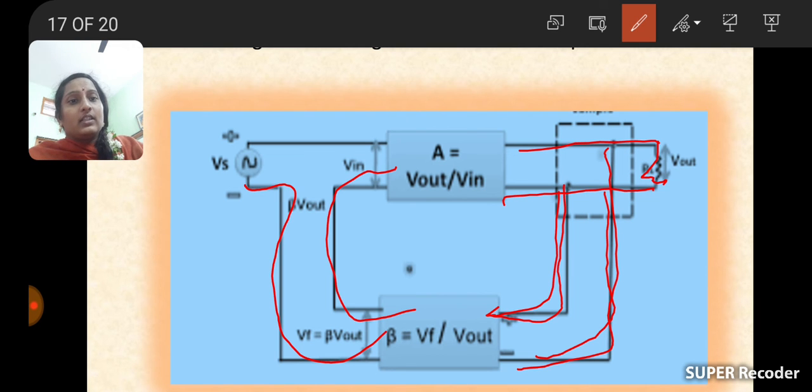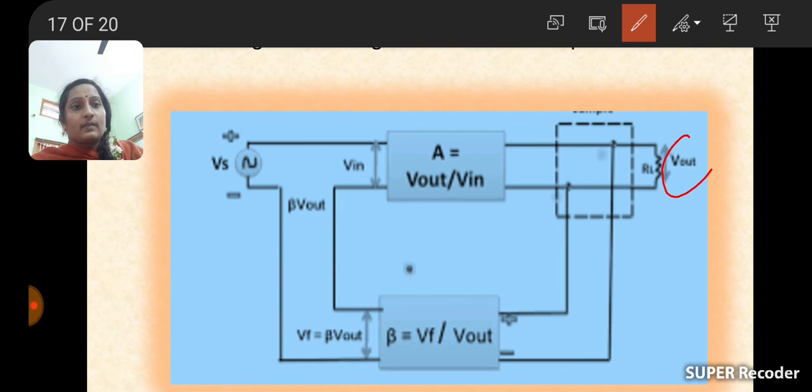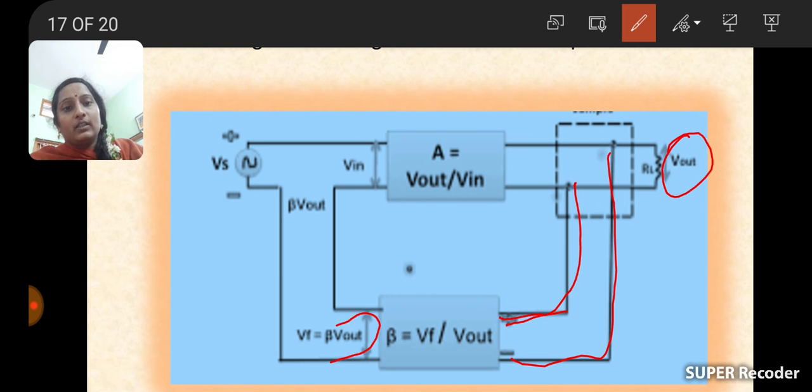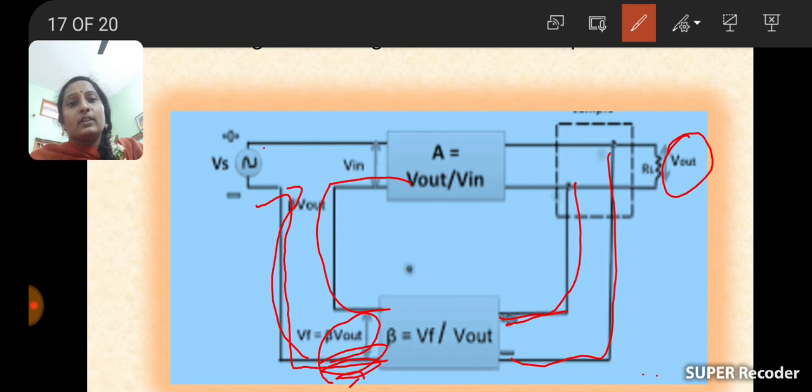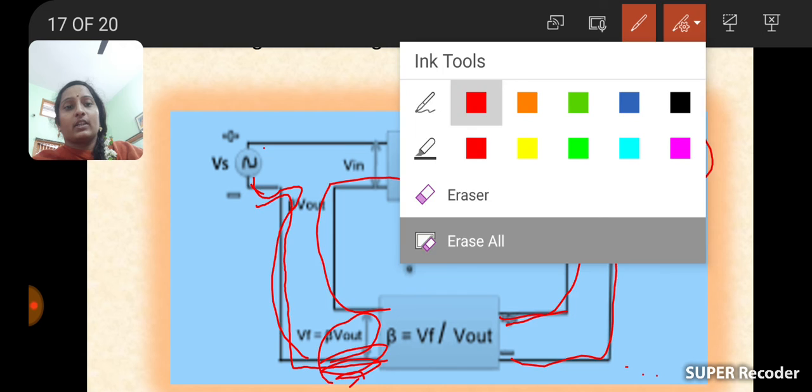So see here, this is the gain, equal to output voltage by input voltage, and this is the output voltage. From here we take a sample and it is multiplied with the factor beta. So Vf is equal to beta into V naught, and this voltage is connected in series with the input voltage. How is it connected? In series with the input voltage. So this is about the voltage series feedback amplifier.